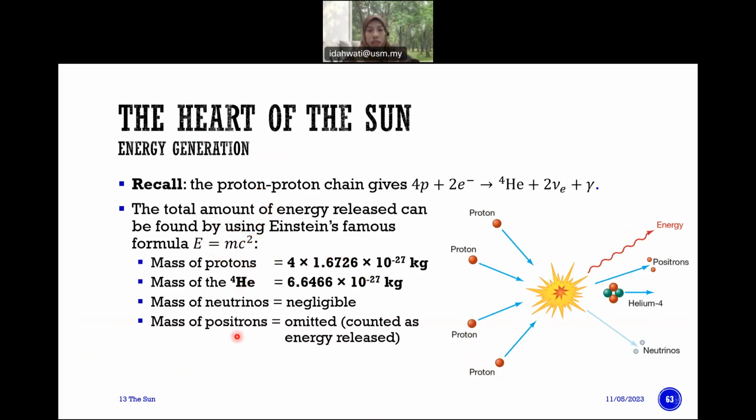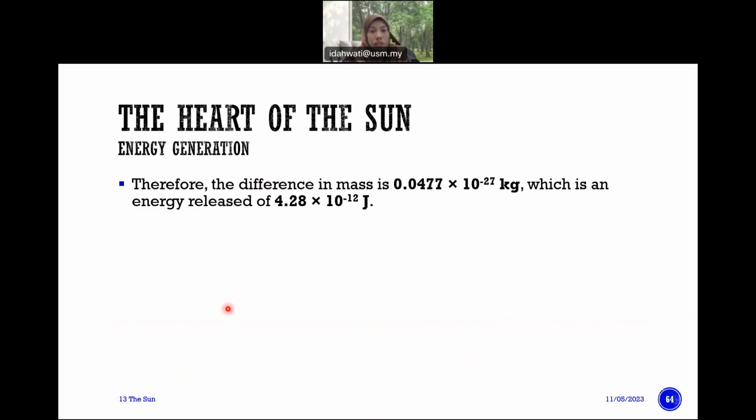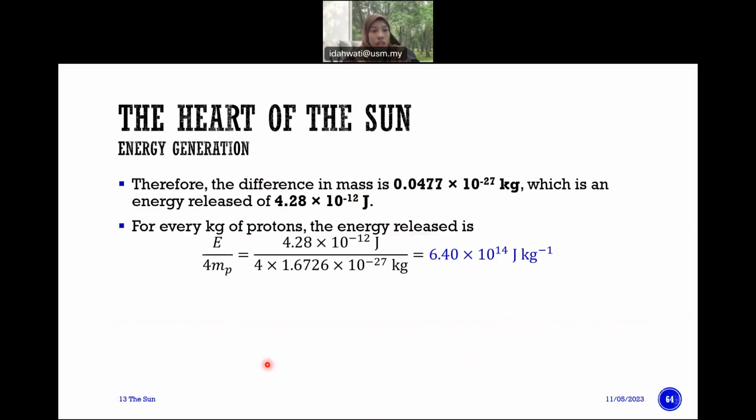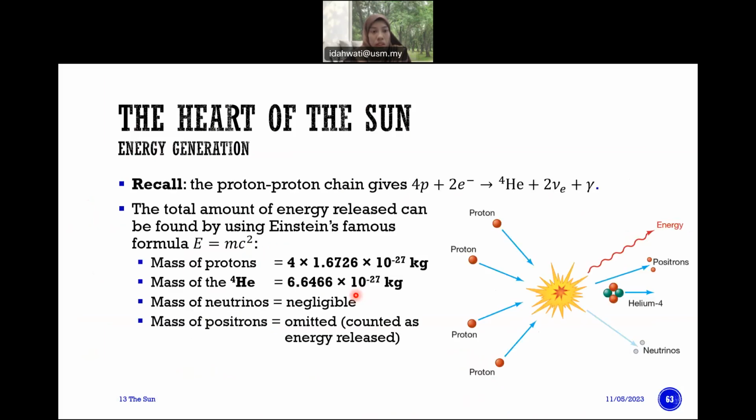The calculation: the difference in mass and the energy released. So this is the calculation for the energy, 4.28, divided by 4 MP, the mass.